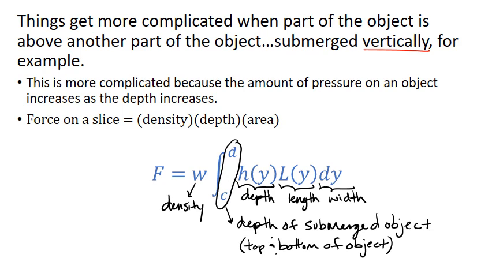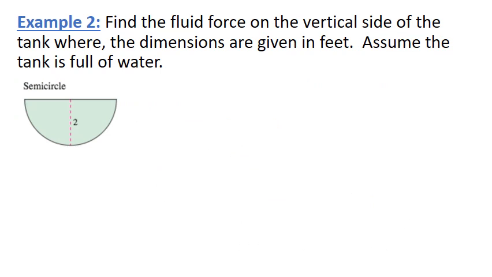So let's see how we are going to apply this equation here. In this example, it says find the fluid force on the vertical side of the tank where the dimensions are given in feet. Assume the tank is full of water. So it's helpful to know that the tank's full of water so we can identify the density here. Again, just like we did before, it's 62.4. All right, so let's just jot down that formula that we had on the previous slide so that we can identify everything that we need.